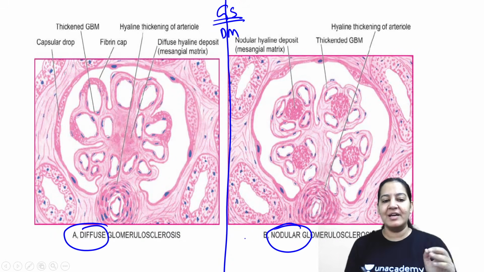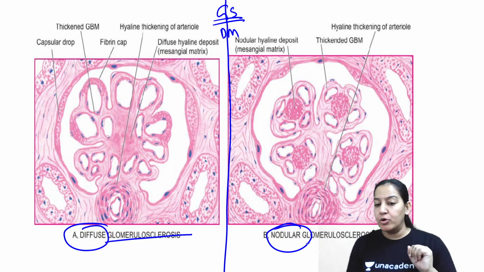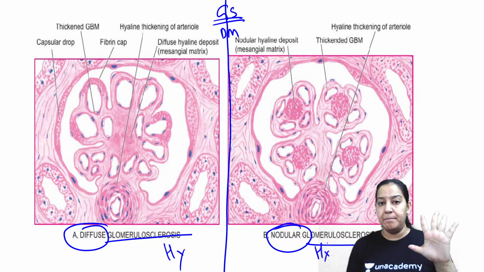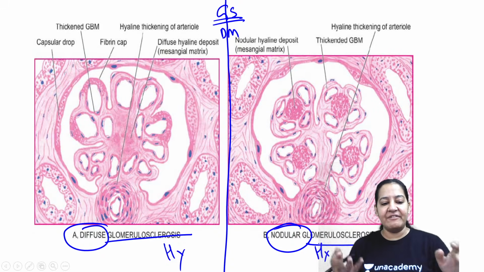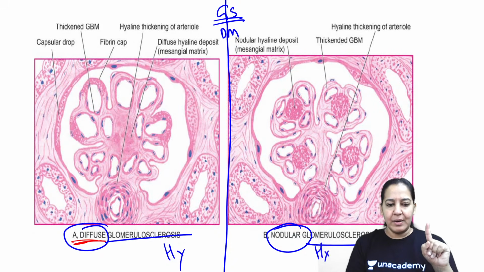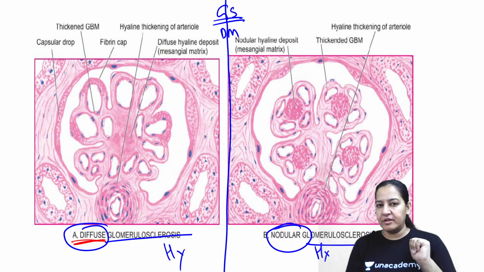In both of them, one thing is common. Since both of them are glomerulosclerosis, hyaline is deposited in both of them. But the point is, where is the hyaline deposited? In the diffuse one, the hyaline is deposited at 4 places. What are the 4 places?